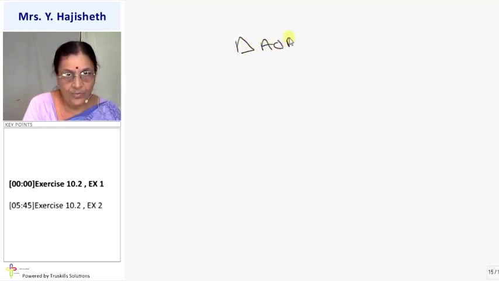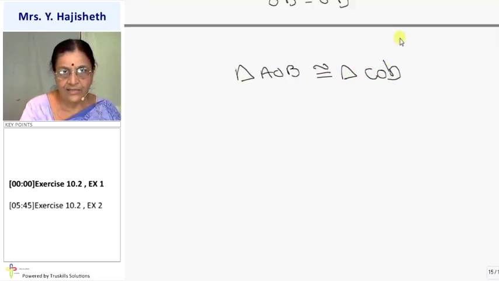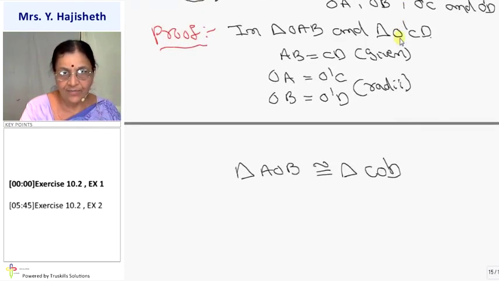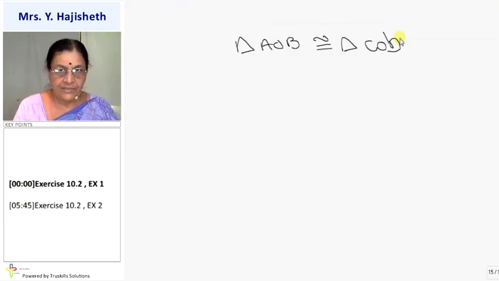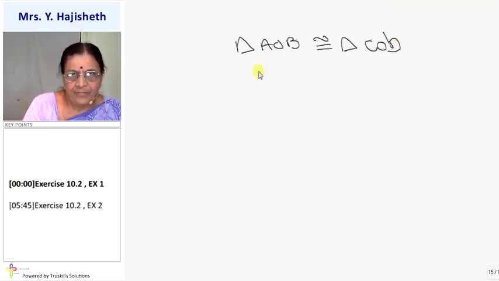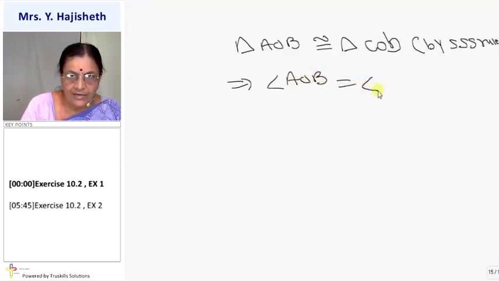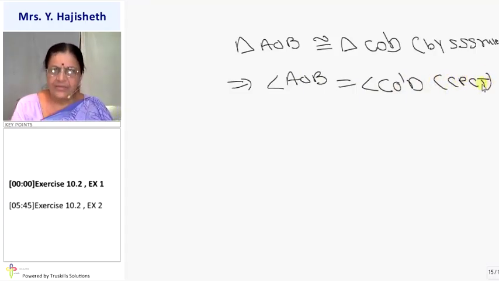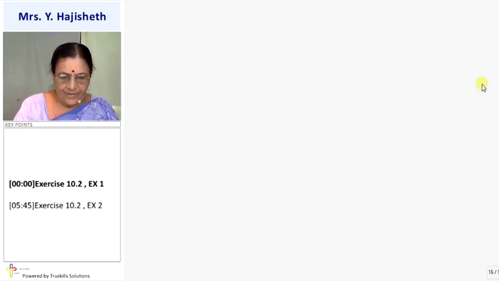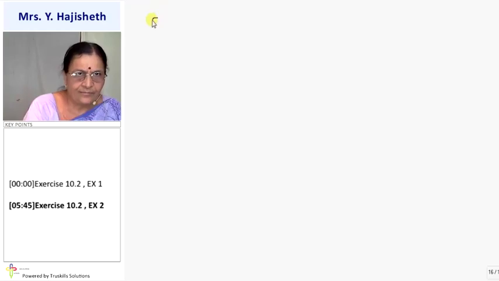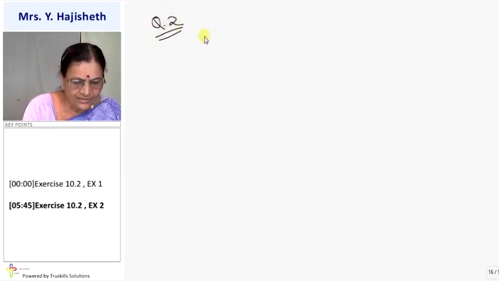Triangle AOB is congruent to triangle CO'D. In triangle O'D बराबर, triangle CO'D, ODXD बोलो या वो बोलो सेम ही रहेगा. That is by SSS. What is the rule? By SSS rule. Therefore, it implies angle AOB is equal to angle CO'D, CPCT. हो गया? Same है. Clear? अभी हम question 2 में भी वो ही है, जो एक circle का था उसकी जगह congruent circle का लेना है.